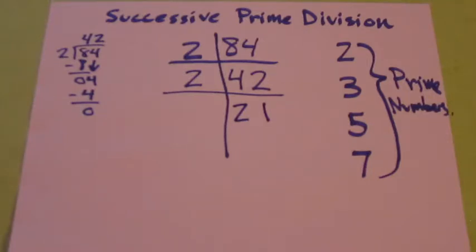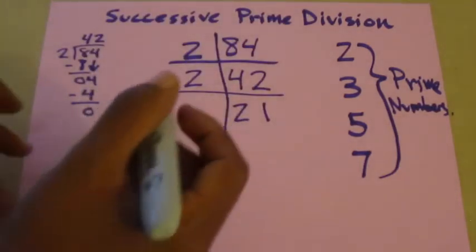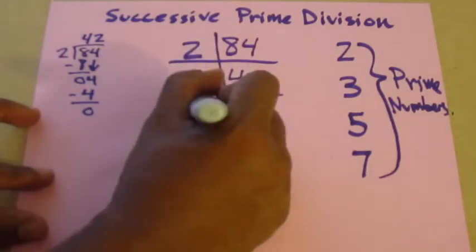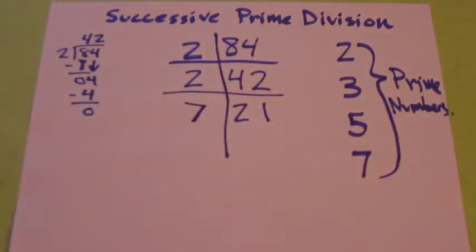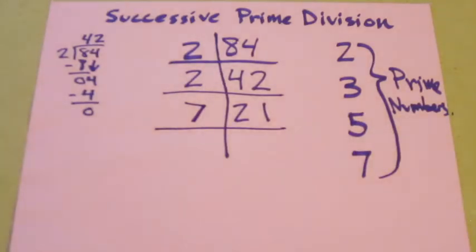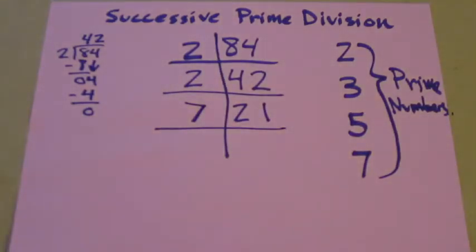Now I'm looking at my primes again and trying to decide which prime number goes into 21. I know that 21 has a bond, a relationship with 3 and 7. So I could use either one. I'm going to go with 7 this time. Knowing my facts, I know that 21 divided by 7 is 3.